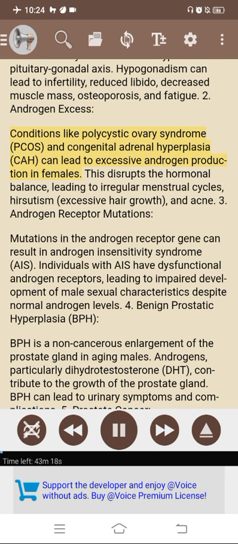2. Androgen excess. Conditions like polycystic ovary syndrome (PCOS) and congenital adrenal hyperplasia (CAH) can lead to excessive androgen production in females. This disrupts the hormonal balance, leading to irregular menstrual cycles, hirsutism, excessive hair growth, and acne.